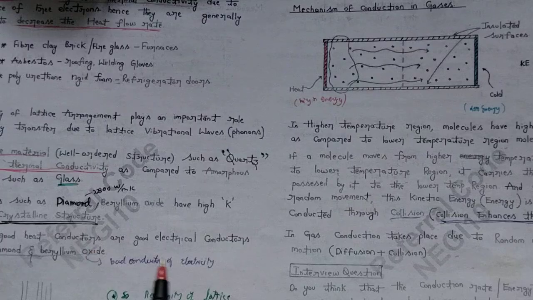Generally, good heat conductors are good electrical conductors, except diamond and beryllium oxide. Diamond and beryllium oxide are bad conductors of electricity. I think you got the point.